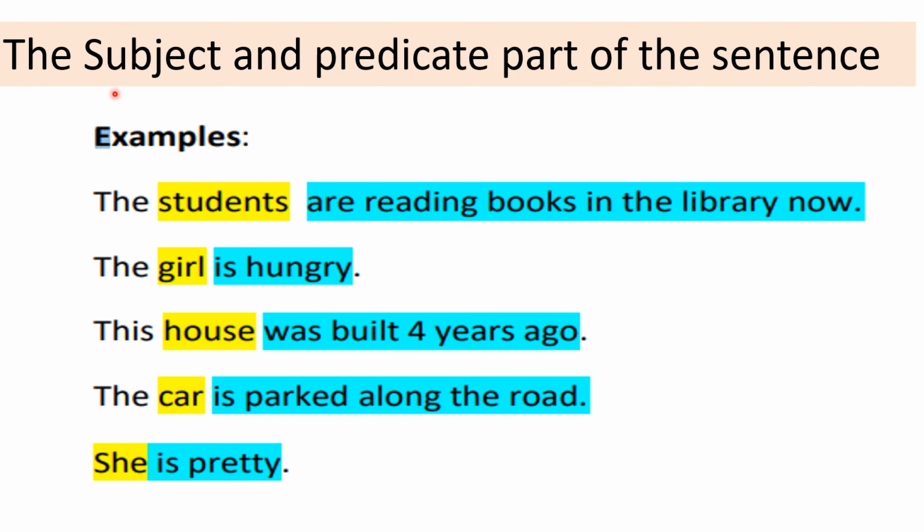Okay, but now we will give some examples of the subject and predicate parts of the sentence. There are examples of sentences here. Let's read. The students are reading books in the library now. The girl is hungry. The house was built 4 years ago. The car is parked along the road. She's pretty. Okay, all the words that are highlighted in yellow are the subject, and all the words that are highlighted in blue are predicate.